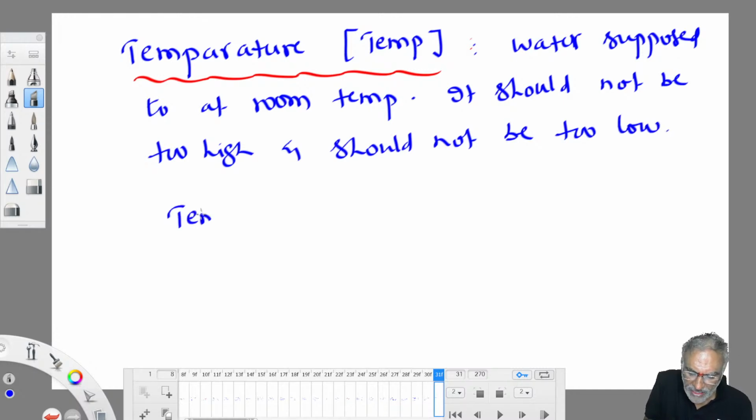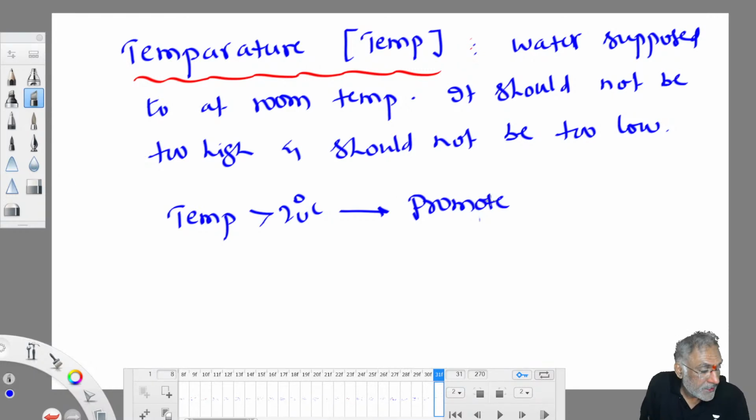If temperature is very high, greater than 20 degrees Celsius, then what happens? It promotes growth of microorganisms, because microorganisms need warm conditions for their survival. If conditions are there, then no one can stop their growth. They grow automatically. So any impurity in water which promotes growth of microorganisms is highly objectionable in water.